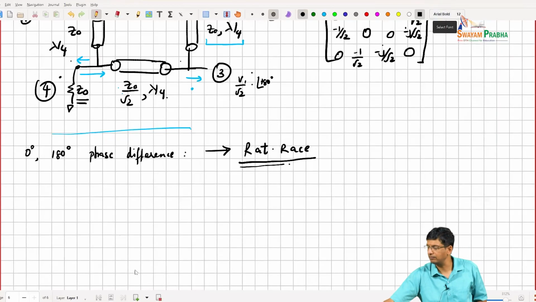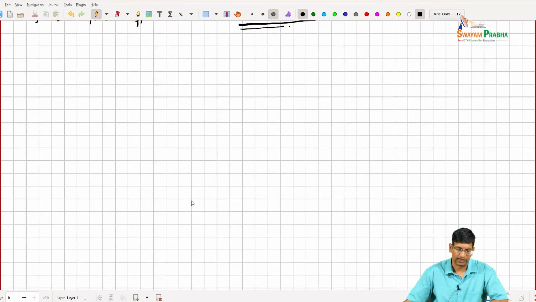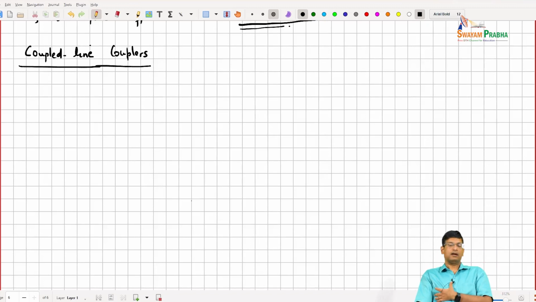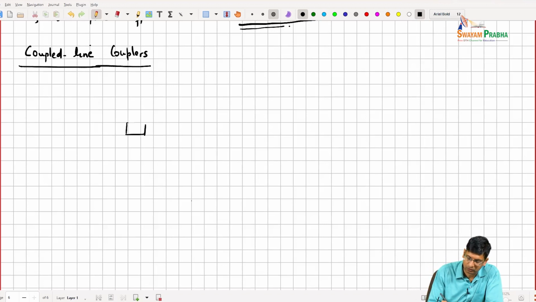So before we maybe talk about rat races and other things, let's actually look at one class of transmission line circuits that we call coupled lines, right? So we can look at a class of circuits that we call coupled line couplers, right? And here the idea is that I'm basically going to have two lines running right next to each other, right?